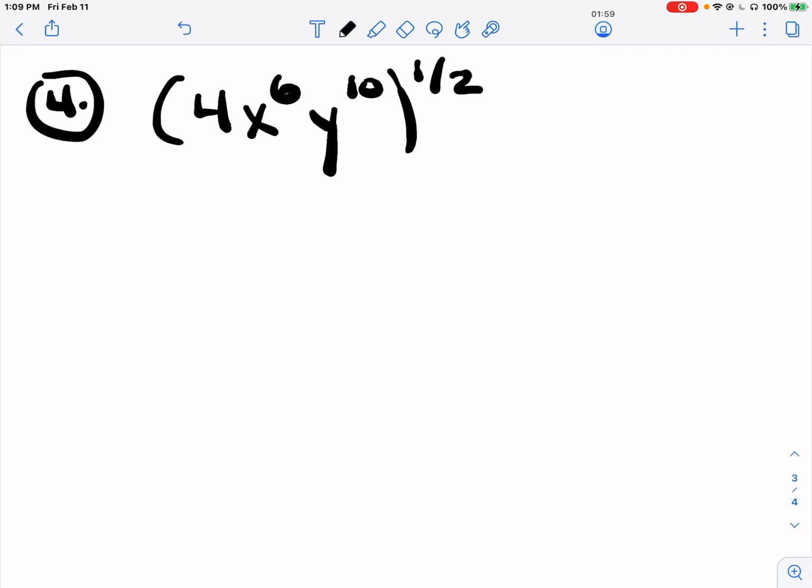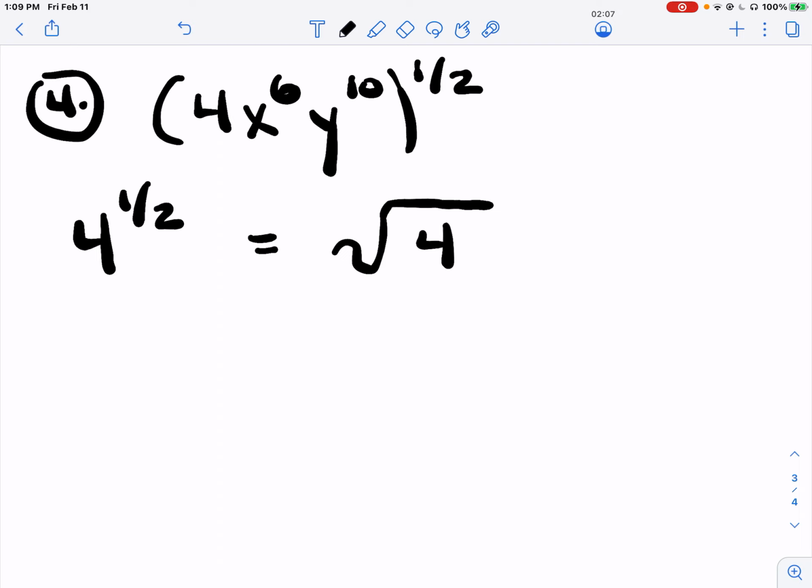Okay, everything's being raised to the 1/2. 4 to the 1/2 means put it inside a root. The number on top goes in, the number on bottom goes out. So that's the square root of 4, which is 2.